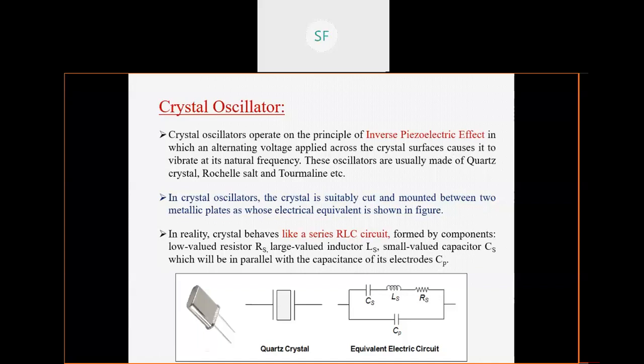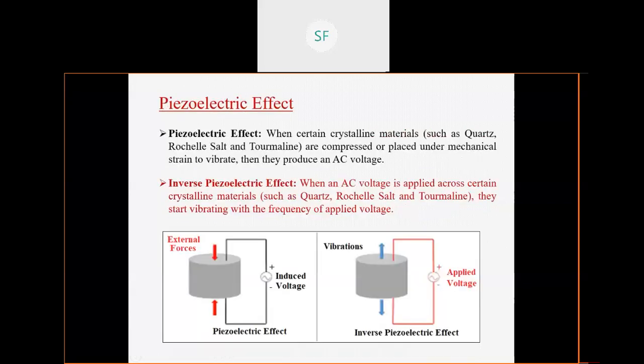Sir, repeat the principle of inverse piezoelectric effect. Okay, I will repeat it once more. It's very simple actually. What is inverse piezoelectric effect?